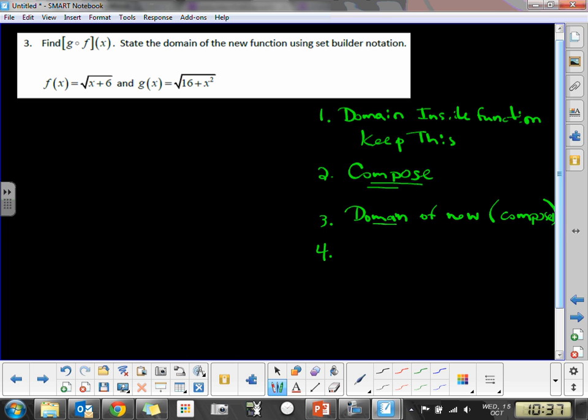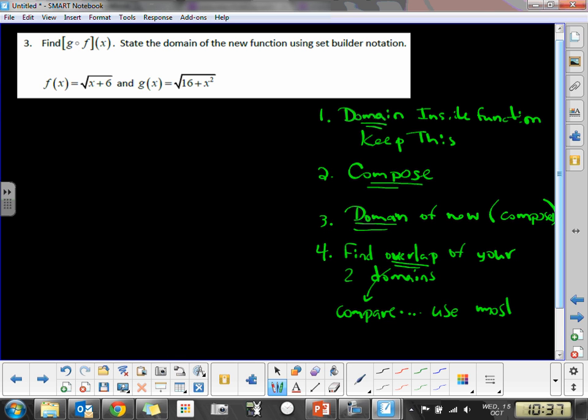And fourth, you've got to compare or find the overlap of your two domains that you found. The overlap, another way of saying that is, you want to compare your two domains and use the most restrictive set or domain. I'm going to demonstrate what I mean by that.